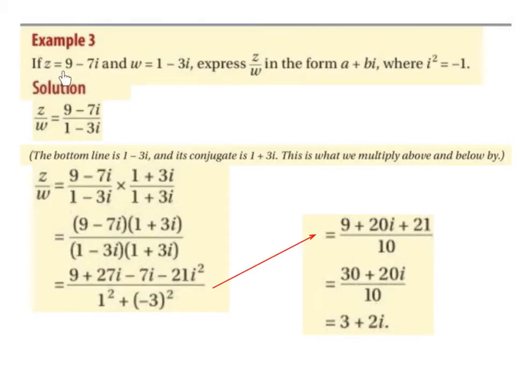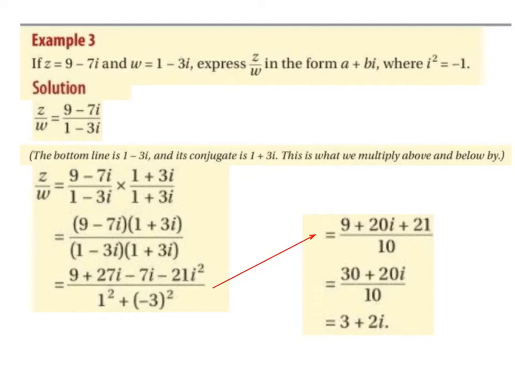If z equals 9 minus 7i and w equals 1 minus 3i, express z over w, or z divided by w, in the form of a plus bi, where i squared is equal to minus 1. So z divided by w will be 9 minus 7i divided by 1 minus 3i. The bottom line or denominator is 1 minus 3i, and its conjugate is 1 plus 3i. This is what we multiply above and below by.